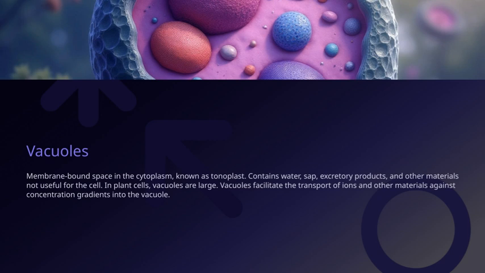Another key point is that vacuoles play an active role in transporting ions and other materials into themselves, even against concentration gradients. This means they help regulate the cell's internal environment by moving substances in and out efficiently. This transport process is vital for overall cell health and function, especially in plants where vacuoles contribute to processes like nutrient storage and waste disposal. So, in the context of cell structure and function, vacuoles are more than just storage bins. They are dynamic, essential components that support the cell's stability and homeostasis.